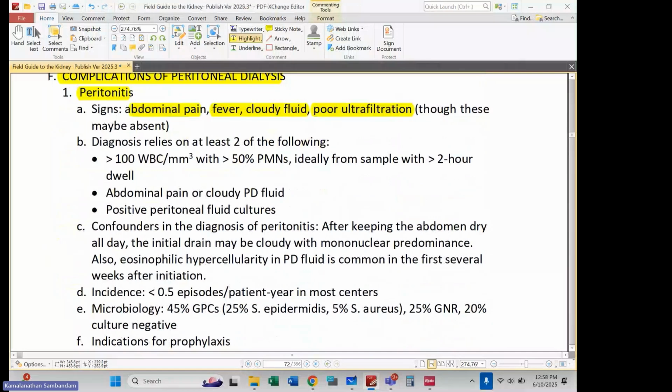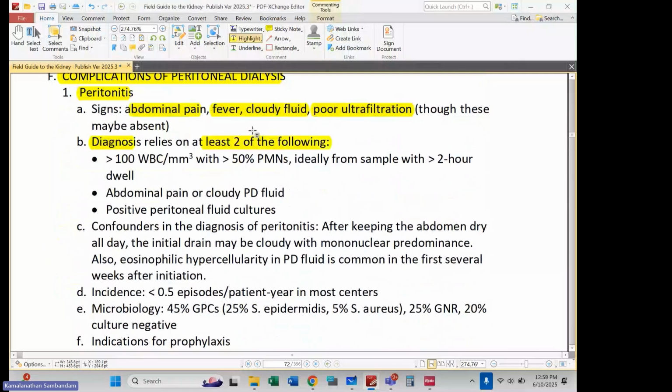Don't forget about that. When you have inflammation in the peritoneum, it creates a leaky endothelium for the blood vessels that line the peritoneum. And so you often have a transition to more rapid transport characteristics. Ultrafiltration goes down. So that's a common way that a patient can present as well. New volume overload without a drop in residual kidney function would be an example of how some patients can present with peritonitis. Okay. How do we diagnose peritonitis?